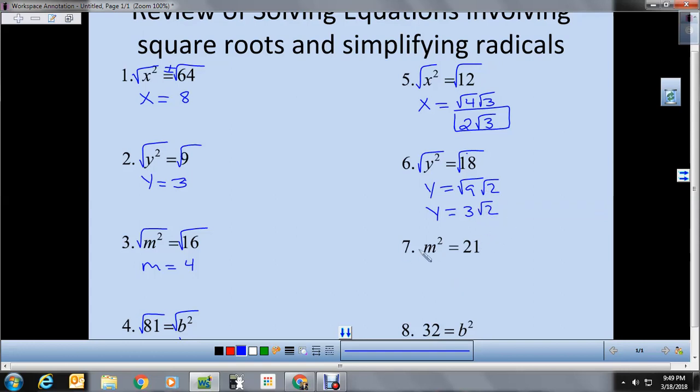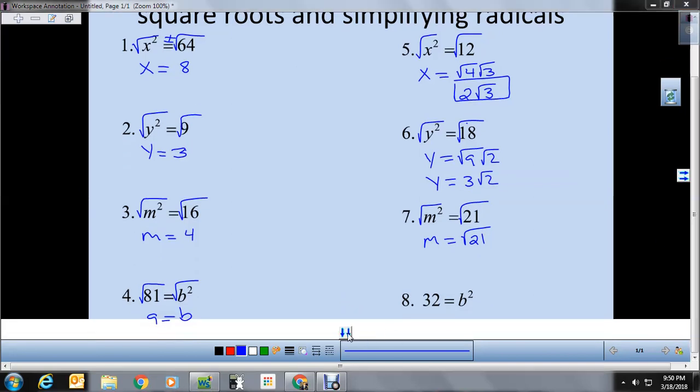Number 7, we're going to take the square root of both sides. Now, the two factors that give us the square root of 21 are 7 and 3, or 1 and 21. Neither of those are perfect squares, so our answer is just going to be the square root of 21.